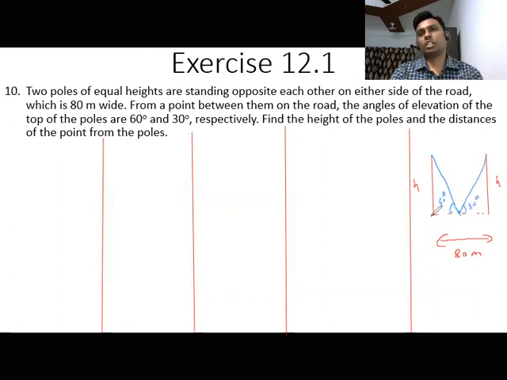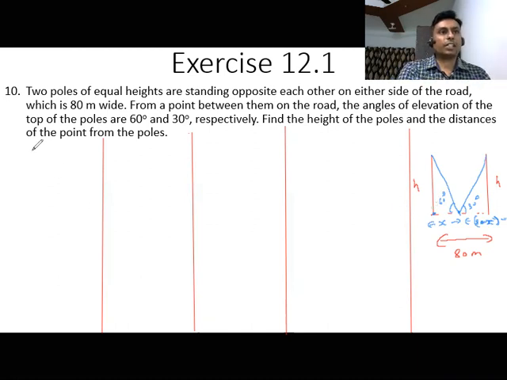So if the distance from the first pole is x, what is the distance from the second pole? Second pole distance will be 80 minus x, correct? So from 80, if you take out x, what is left is 80 minus x. So these are my two triangles. I will use these two triangles individually and try to simplify.